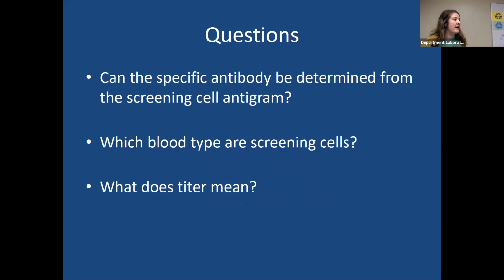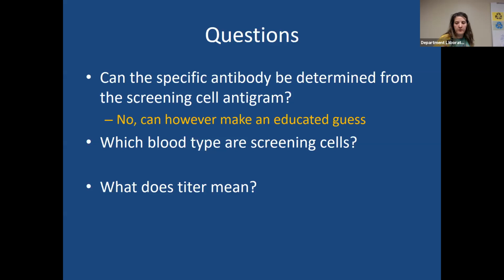Can you determine the exact antibody just by your screening cells? No. We can theorize. We can say these are your potential antibodies, but we must perform a panel. What blood type are our screening cells? O.